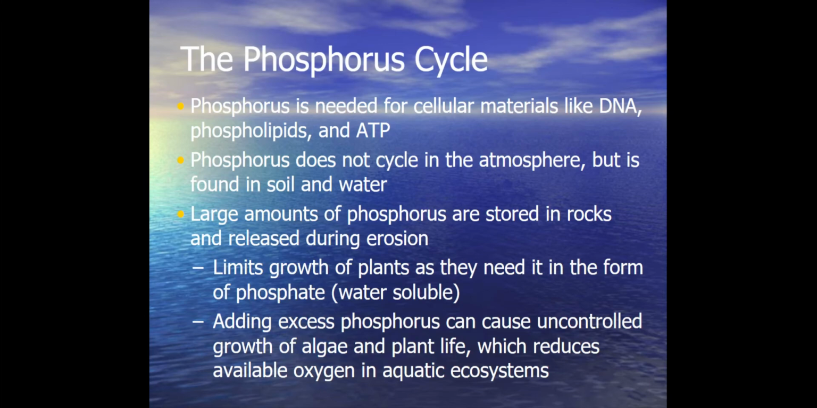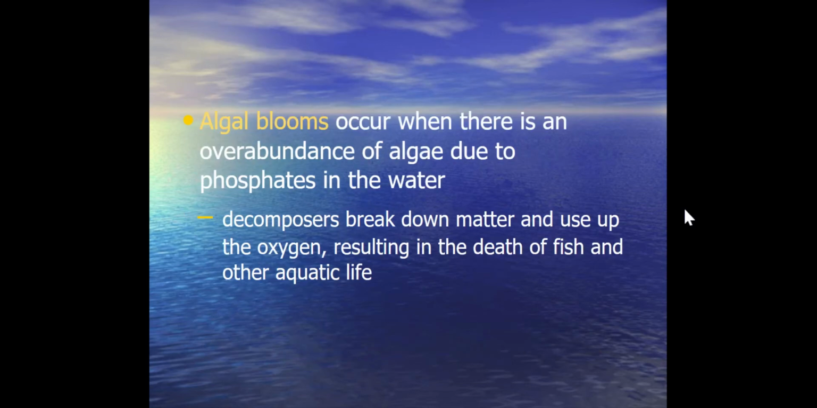If we add excess phosphorus, this can cause uncontrolled growth of algae and plant life, and that can reduce the available oxygen in different ecosystems, specifically when we're looking at aquatic life. But we'll get into that on the next slide. Algal blooms occur when there's an overabundance of algae due to phosphates in the water. If we have lots of phosphates in the water, the algae are rapidly producing. Decomposers break down matter and use up the oxygen that the algae are producing, and that results in the death of fish and other aquatic life because the oxygen's not available for them to use.